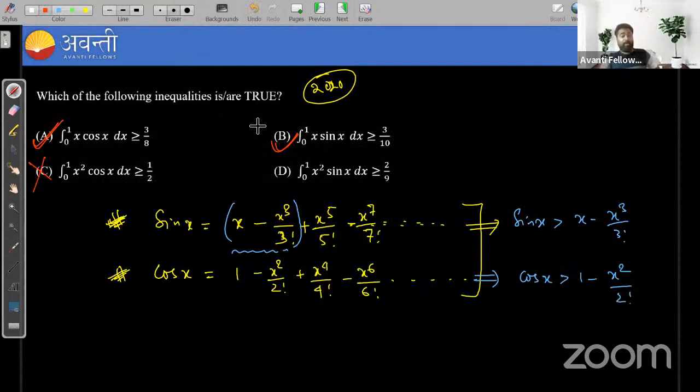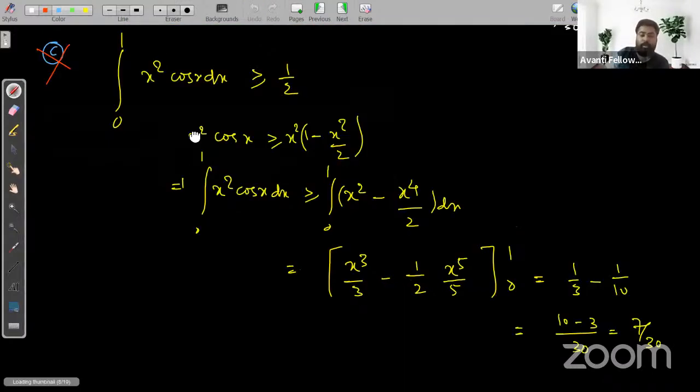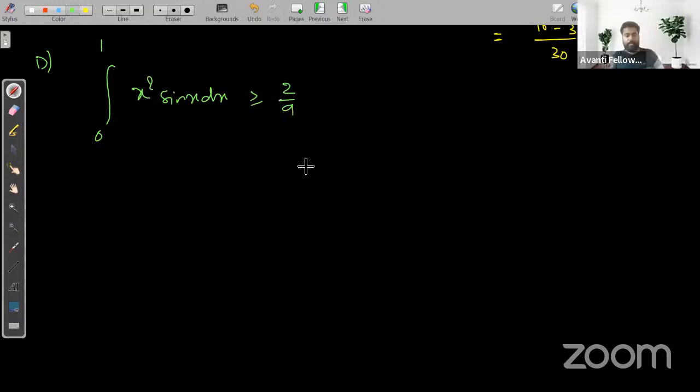Come to option D. How can we verify option D also? Here it is given that the integral of x square sin x from 0 to 1 is greater than or equal to 2 by 9. Let's check for it also. Integration for option D, 0 to 1 x square sin x dx, greater than or equal to 2 by 9. We need to verify this statement.